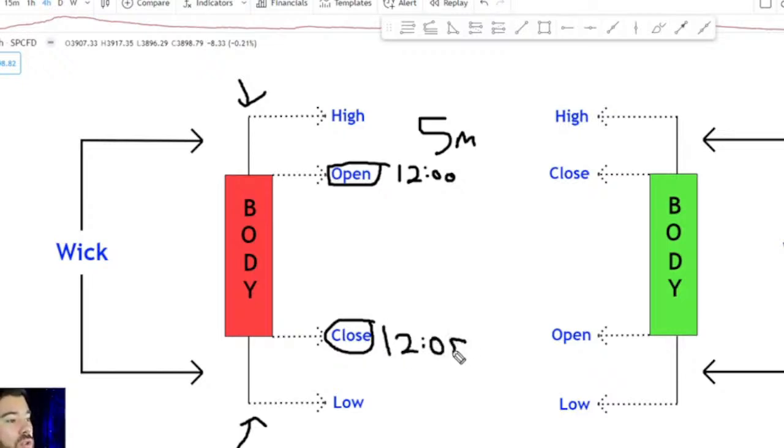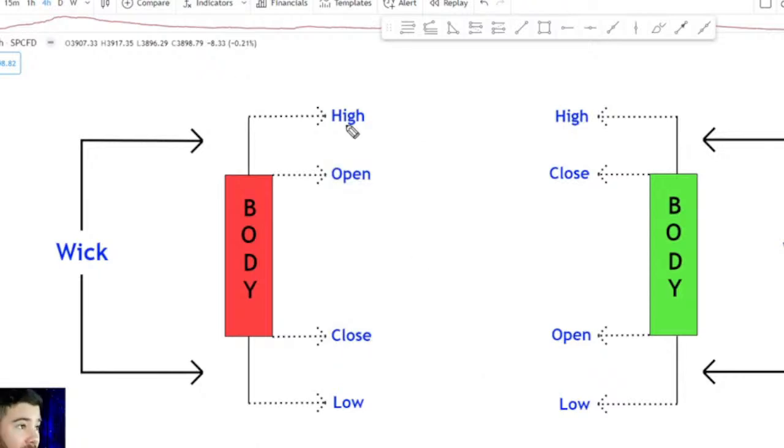And this candle shows you all of the action of price between 12 and 12:05 if you're on a 5-minute chart. If we're on any other time frame, everything is exactly the same except for the amount of time that passes. If you're on a 1-hour chart, then this would be the open at 12 o'clock and the close of this candle would be at 1 o'clock. Everything else stays the same.